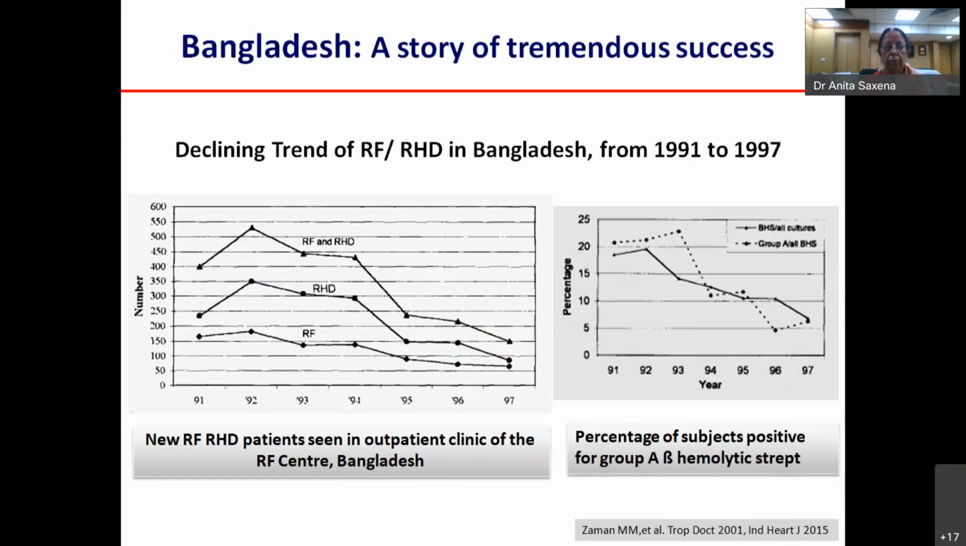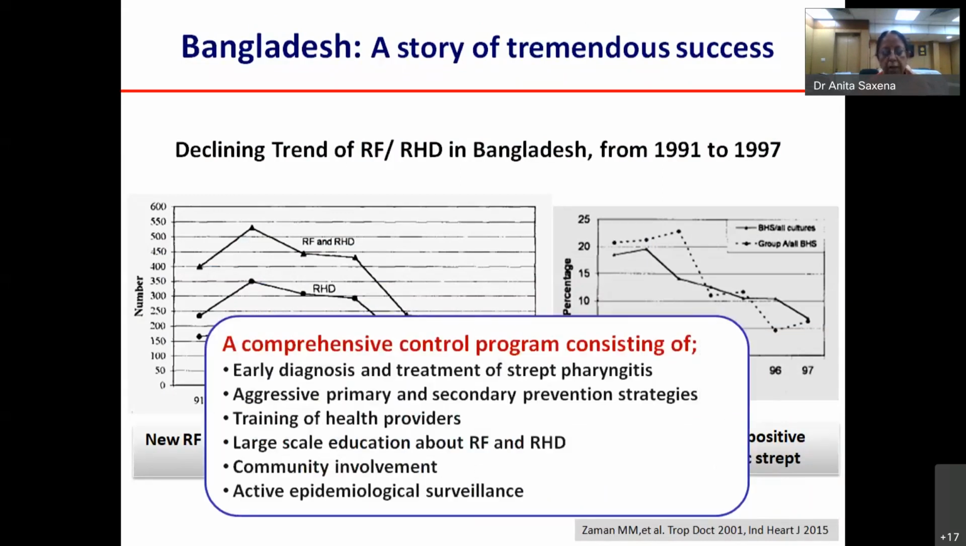Many countries which are relatively, I would say, low and middle income countries, which are like our country, have done this job very successfully. And Bangladesh is one of them, and there are a couple of other countries in the French Caribbean island where the RF and RHD cases have been brought down significantly despite their GDP, despite their health budget, and that's because of a comprehensive, focused control program which consists of early diagnosis and treatment of strep pharyngitis, that is primary prevention, aggressive secondary prevention strategy for those who develop even mild rheumatic heart disease, training of health providers, education of the community as well as of the health providers about RF and RHD.